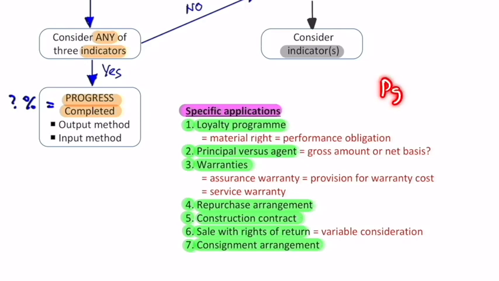Please refer to page 832. Number 8, bill and hold arrangement. Under a bill and hold arrangement, the customer asks the supplier to hold the goods on behalf of the customer and bill the customer accordingly. In this case, the supplier, which is the entity, can recognize revenue from the transaction even though the entity is still holding the goods on behalf of the customer, provided the criteria are met.